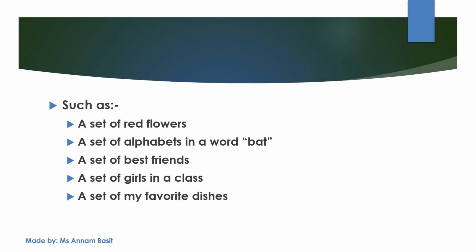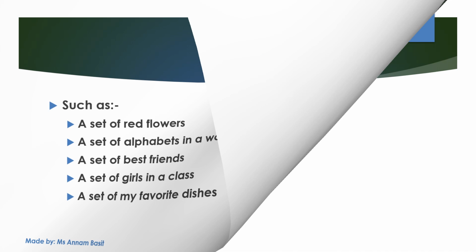In terms of mathematics language, if there is a group of red flowers around, we call them a set of red flowers. Let's take the word bat. If we take its alphabets, we call them a set of alphabets in the word bat. Similarly, a set of best friends, a set of girls in a class, a set of my favorite dishes. This is how we use the word set when we are talking about a group in mathematical terms. I believe from these examples you must have got a basic idea of what a set is.